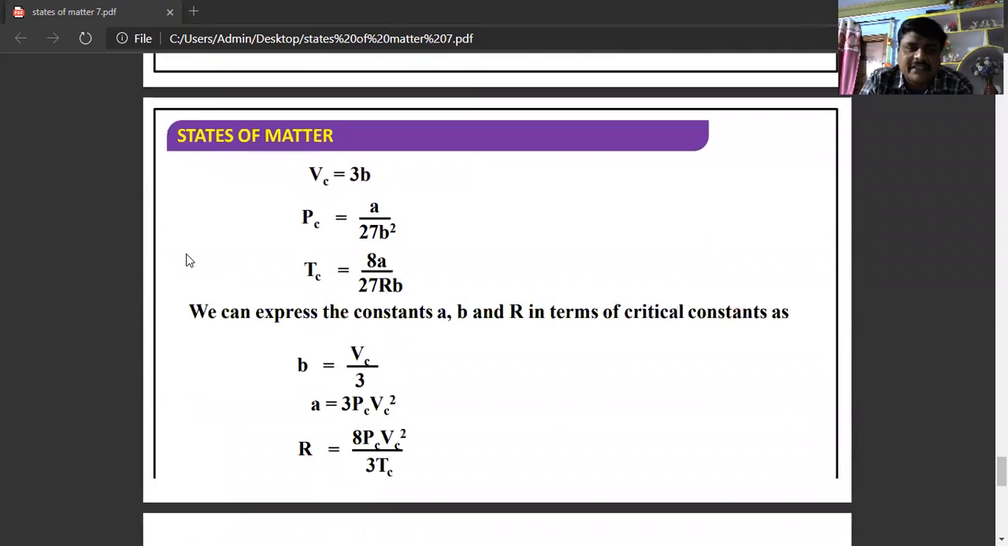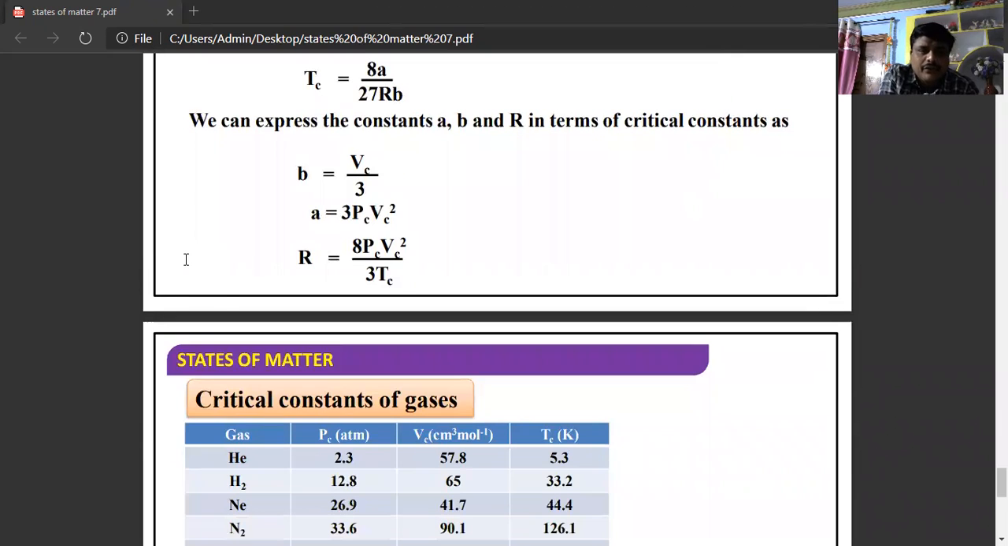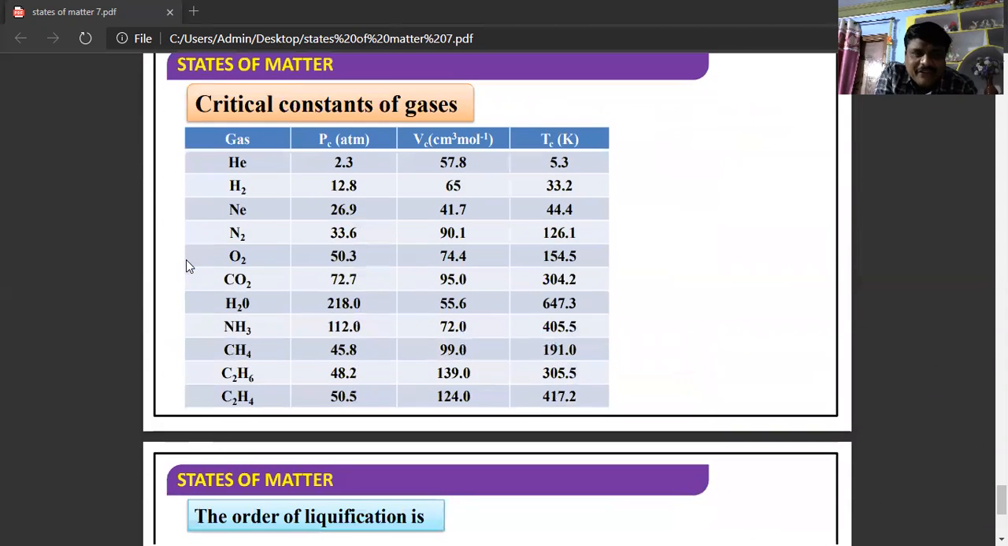The critical volume Vc is equal to 3b. The critical pressure Pc is equal to a by 27b squared. The critical temperature Tc is 8a by 27Rb. We can express the constants a, b and R in terms of the critical constants: b is equal to Vc by 3, a is equal to 3PcVc squared, and R is equal to 8PcVc by 3Tc. These are the critical constants of different gases.